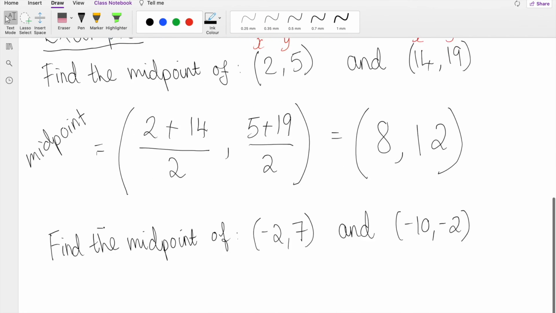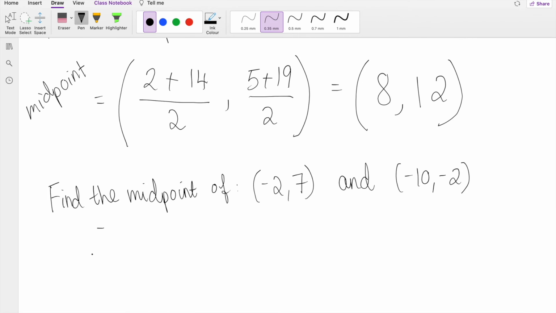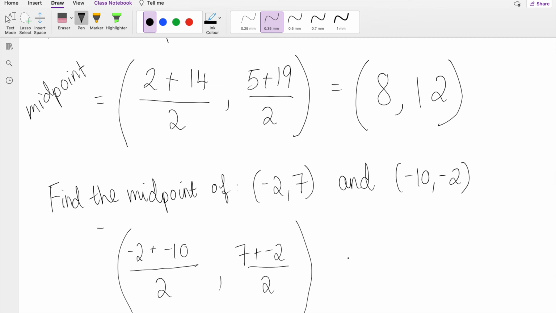Moving on to this example here. Find the midpoint of negative 2, 7 and negative 10, negative 2. Okay, so doing the exact same thing. I'm going to write my answer starting as a big coordinate. Negative 2 add negative 10 divided by 2, and 7 add negative 2 divided by 2. I'm going through an example with negative numbers.